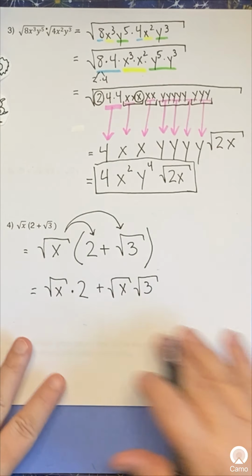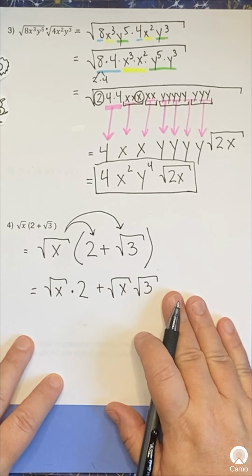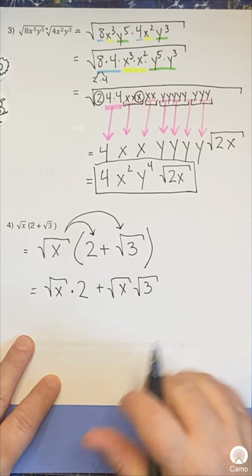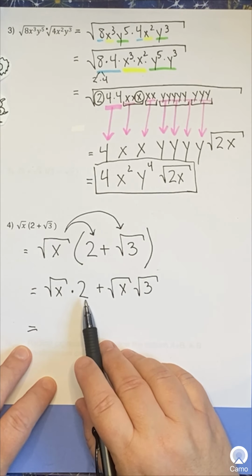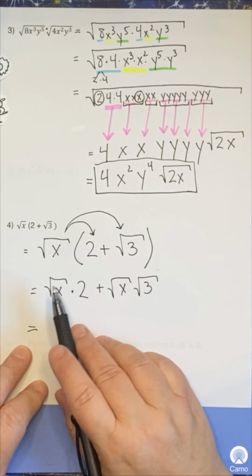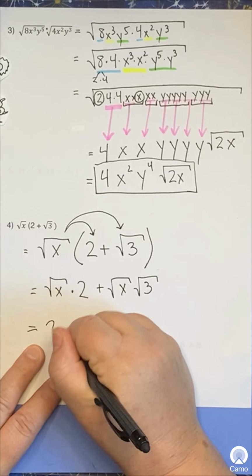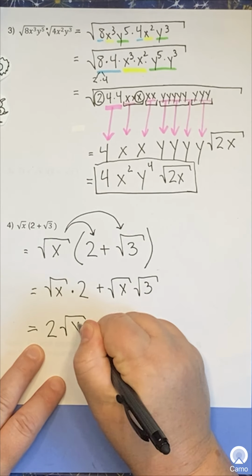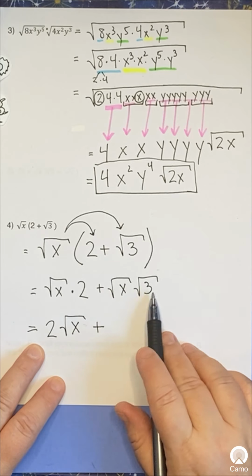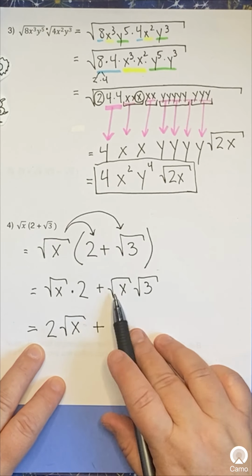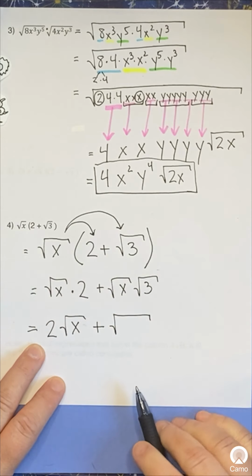Partially done. Is this the best way we can write it? No. There are some things we could do to make this a little easier to write. First thing is, the rule is if you've got a whole number or a variable, put it in front of the radical. What does that mean? I'm going to write it as 2 radical x plus, and then over here, if you've got 2 matching radicals, which we do, they're both radicals, they're both square roots, I'm going to go ahead and write them together.